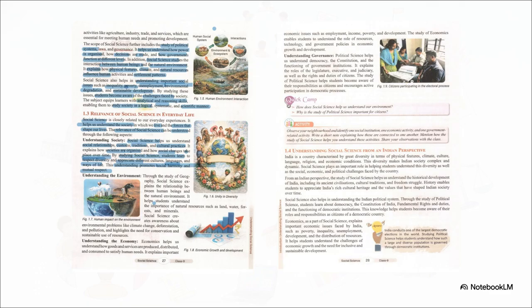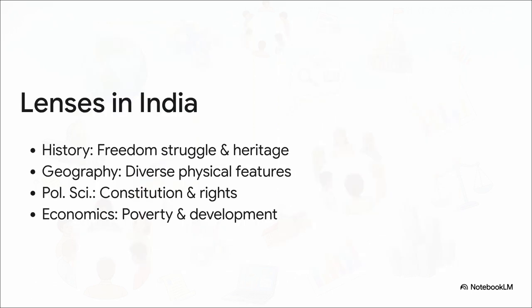Consider two massive pillars of Indian society. On one hand, you have unity and diversity, a country characterized by vast differences in physical features, climate, culture, language, and religion. On the other hand, you have everyday citizens actively participating in the electoral process, managing one of the largest democratic elections in the entire world. Studying social science is exactly what helps make sense of how this vast cultural diversity thrives alongside such a massive democratic machinery.